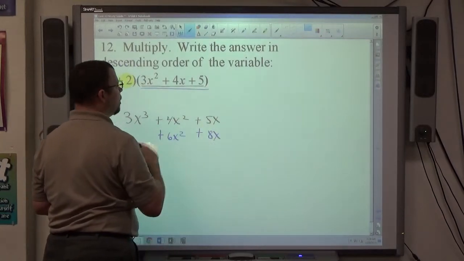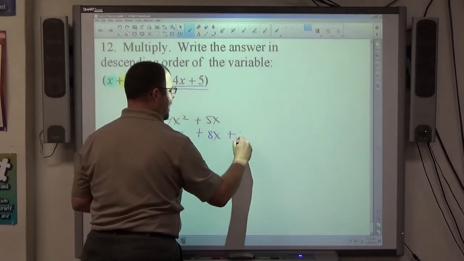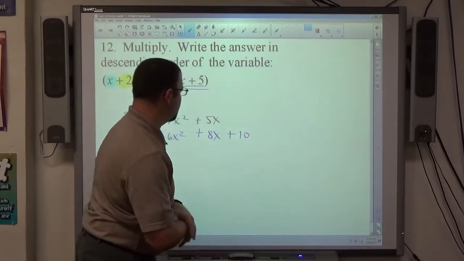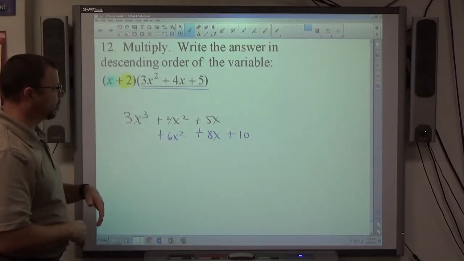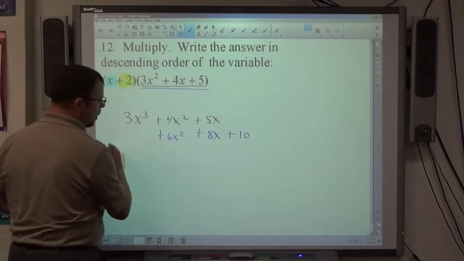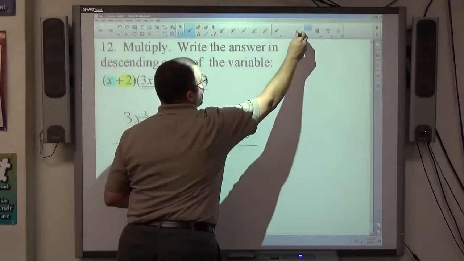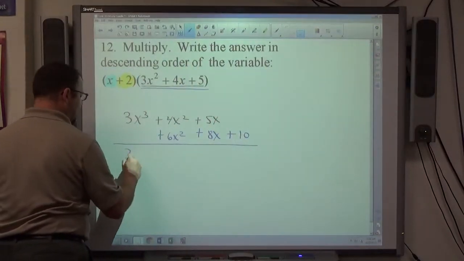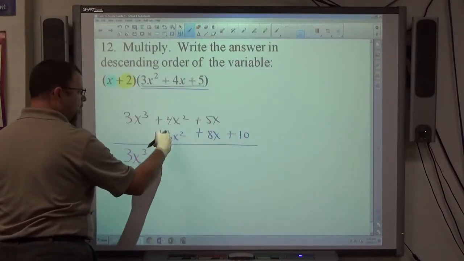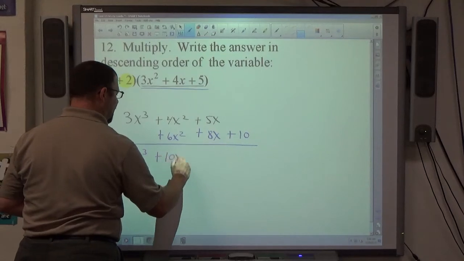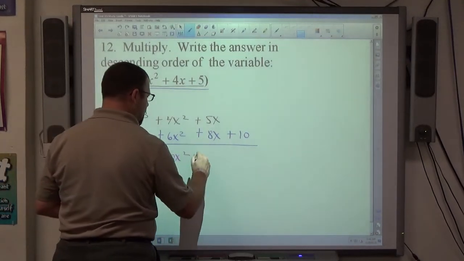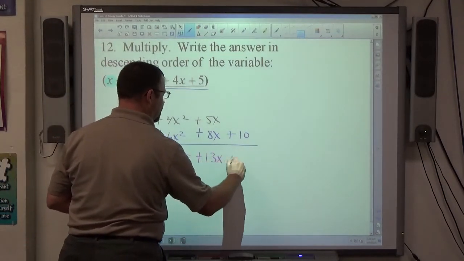I'm lining up that with 5x. 2 times 5 is plus 10. That would be the next term down in descending order. And it has no like terms with it, so it gets its new column. If you line up like terms like that, the last step is simply to add those like terms together. 3x cubed doesn't have any, nothing happens to it. Positive 4 and positive 6 make positive 10x squared. Positive 5 and positive 8 make positive 13x, and then plus 10.